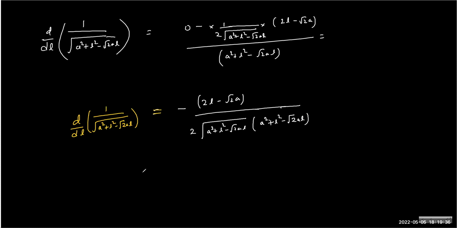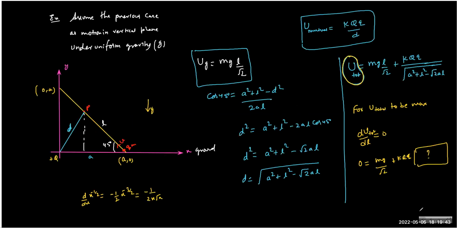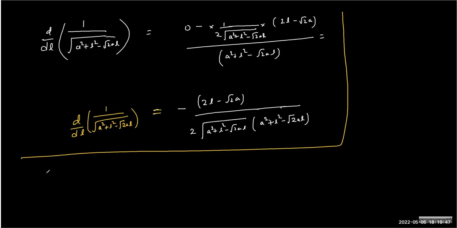Okay. So having this answer, now we can substitute, right? Very bad answer. So we have mg by root 2 minus kQq into 2l minus root 2 a, whole upon this, and this we have to equal to 0, right? Like we cannot solve. That's because this is mathematically impossible to solve, some random power equation, because we have L here, L here, L here, so we can't solve. But okay, this is the condition.